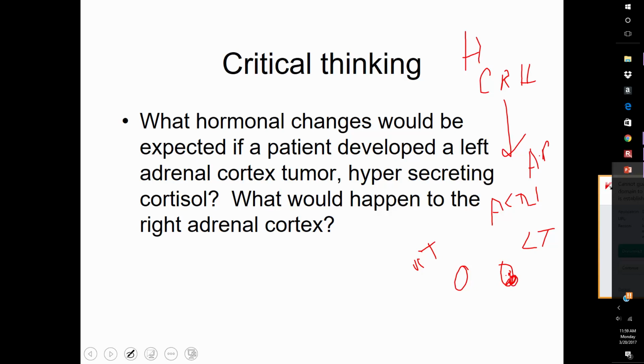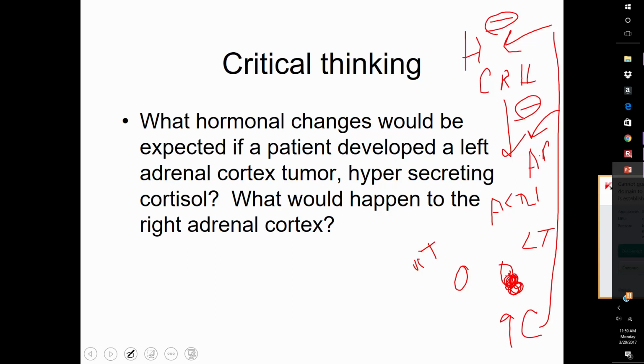So we get a tumor, and it produces a lot of cortisol. That cortisol is going to do what to the hypothalamus? It's going to inhibit. It's going to do what to the anterior pituitary? It's going to inhibit. So if we have low levels of ACTH, we're going to have low levels of cortisol from the right side. So the right side will be inhibited. Now, why don't we inhibit the left side? Because the left side has a tumor, and tumors do not respond to negative feedback.